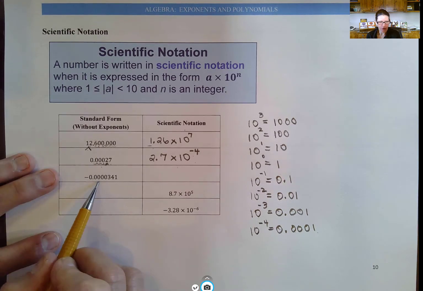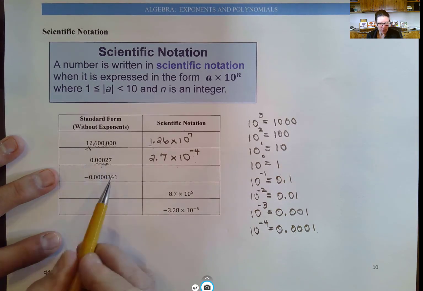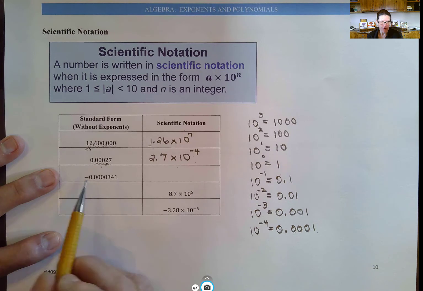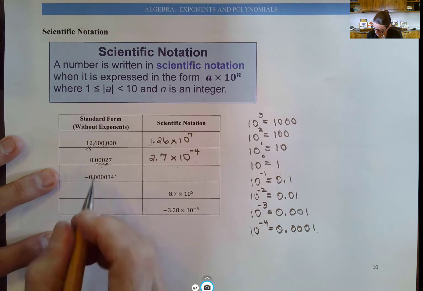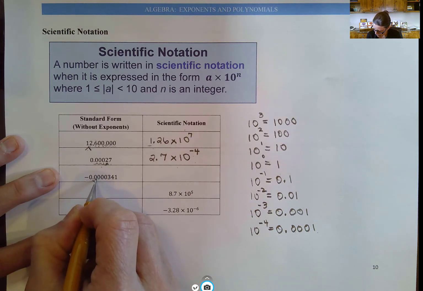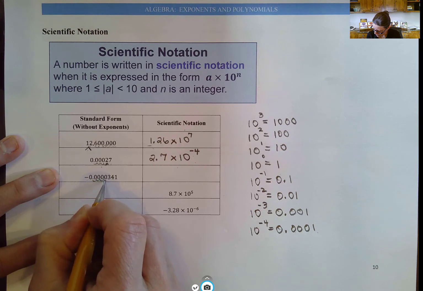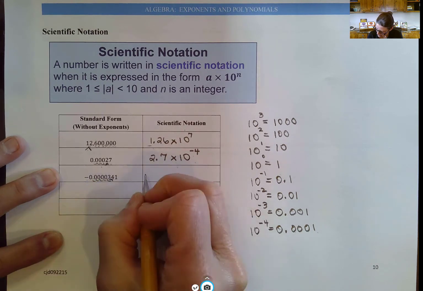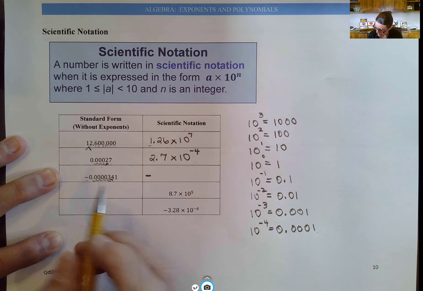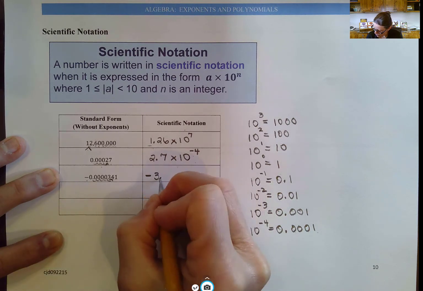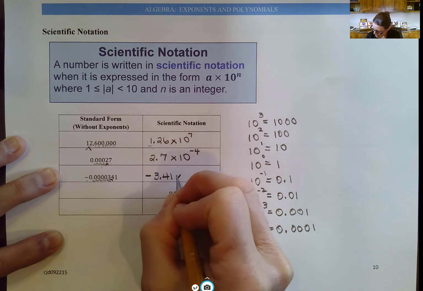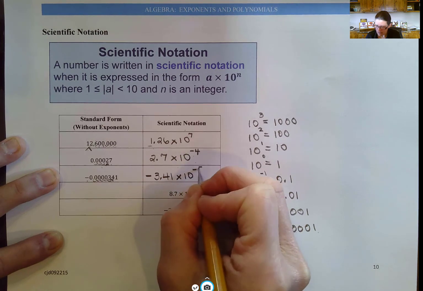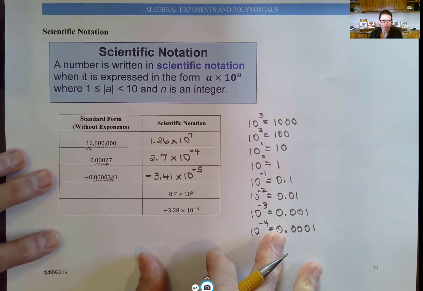As we look at our third example in our table, this is a very small number in absolute value, and it's negative, isn't it? Now we're going to want to move this decimal point 1, 2, 3, 4, 5 places. The number remains negative: negative 3.41 times 10 to the negative 5th power.